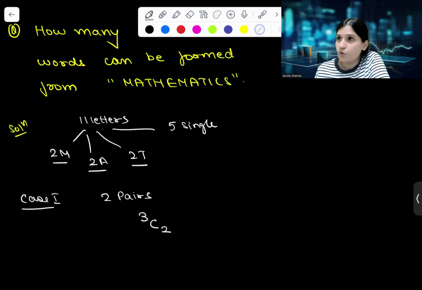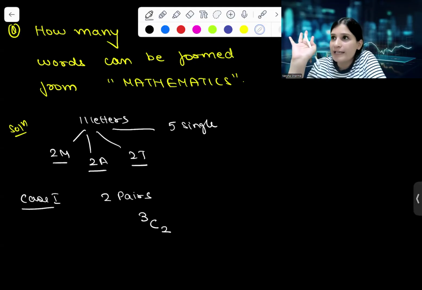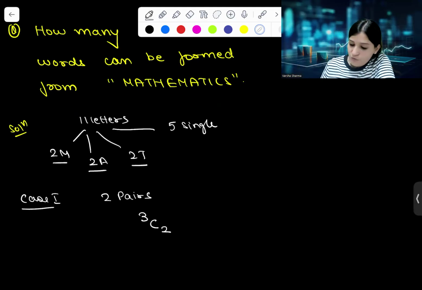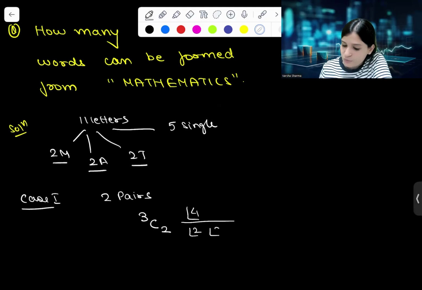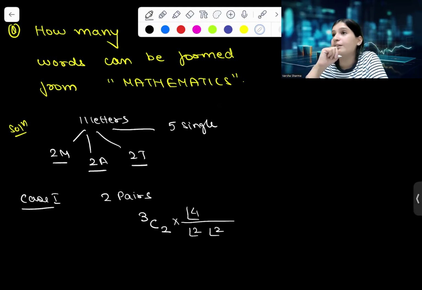Yes, ma'am. So as soon as I selected 2 pairs, for example, I got 2M and 2A. So yes, 4 letters got selected. Now those 4 letters have to be arranged because it's a word. So 4 letters can be arranged in how many ways? 4 factorial. But in that 4 factorial, there are 2M and 2A. So there is a repetition, so I need to divide. Yes or no? Yes. Understood.